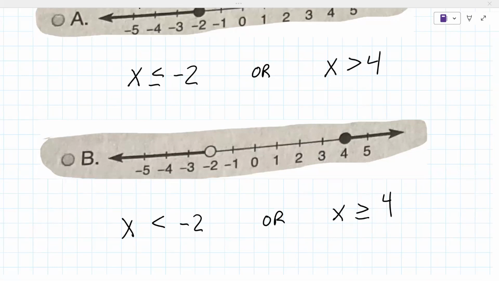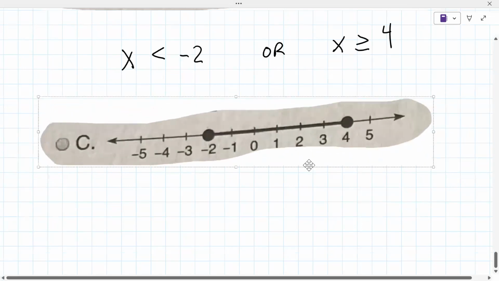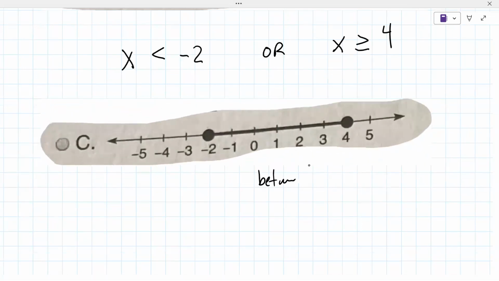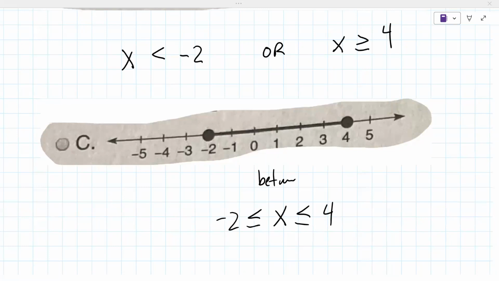And then I'll do C, because we already have B from the answer. So this is the between. When it's between, you put x right in the middle. And because they're both filled in, it's less than or equal to, less than or equal to. Okay. So it's the ones where it's on the outside instead of the inside that would be or. Yep.